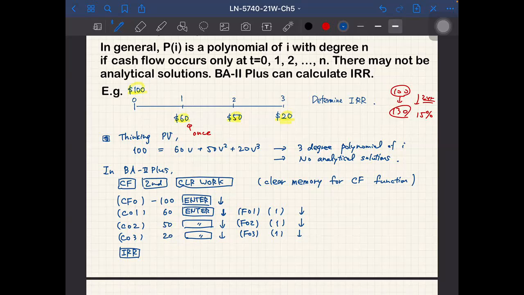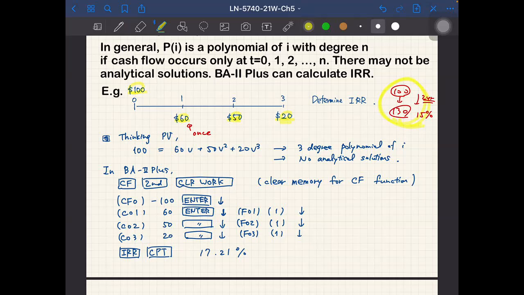Then we press compute. Then we get the answer in percentage. So you will get 17.21%. Roughly speaking, 100 becomes 130 in 2 years, so the interest rate is about 15%, but actually it is 17.21%.